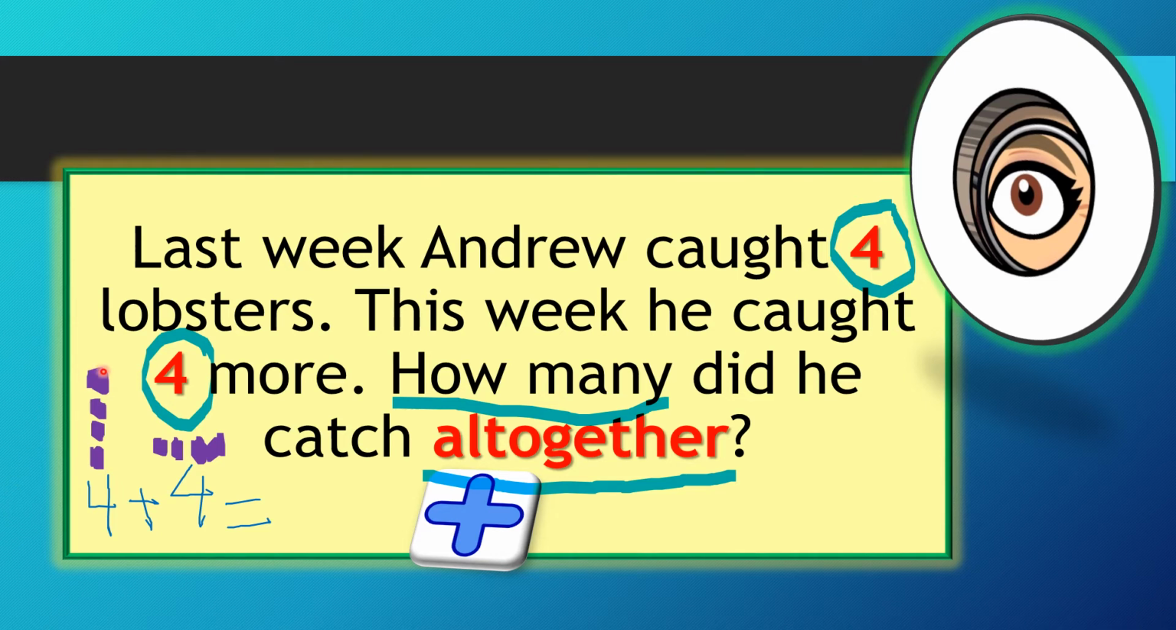Here we go. 1, 2, 3, 4, 5, 6, 7, 8. So that means then our solution or our sum is 8. When we complete our equation, it reads 4 plus 4 equals 8. Did you get that? I sure hope so.